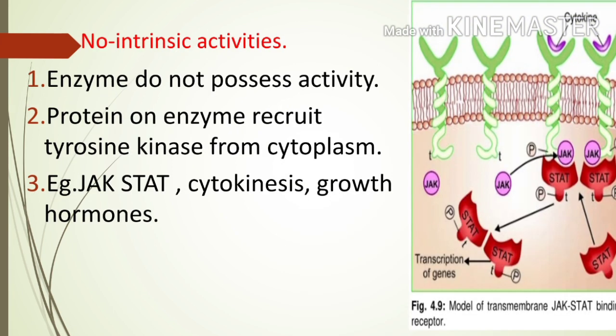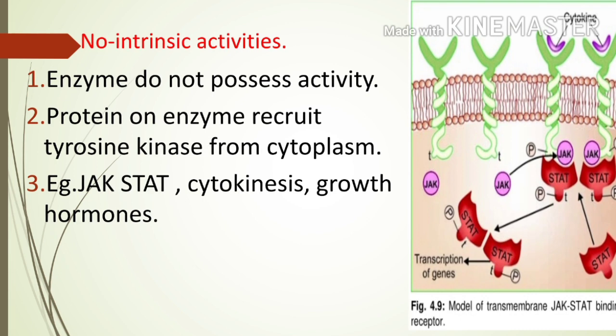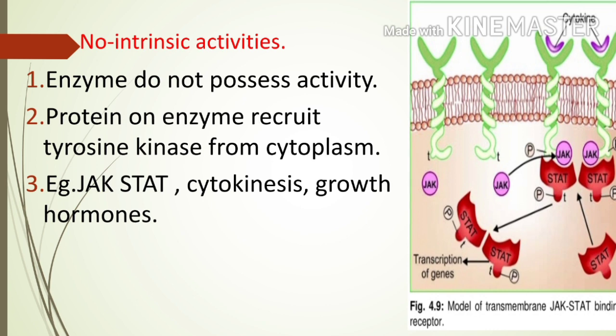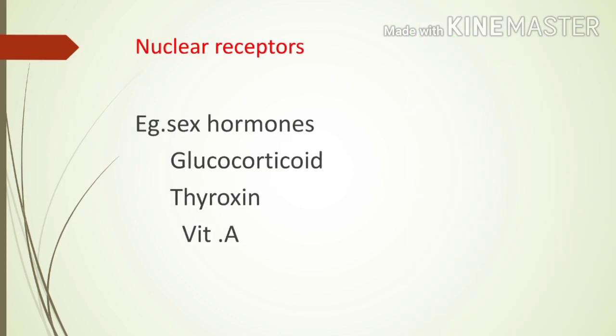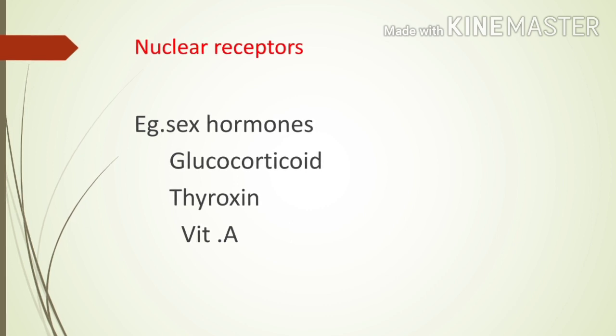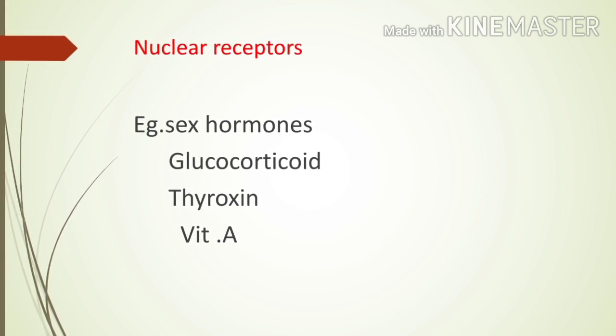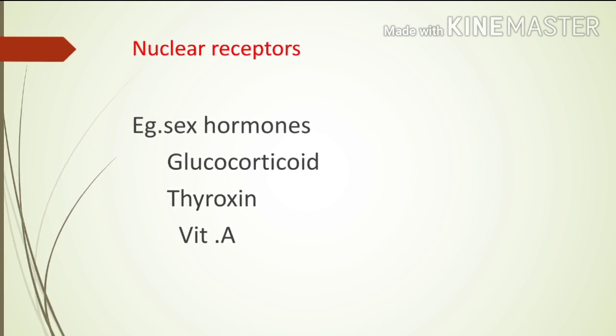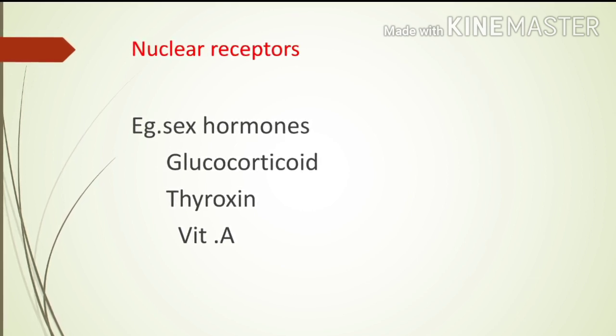And the second one, enzymatic receptors with no intrinsic activity. When agonists bind to the receptors, there is an increase in the affinity for a cytosolic kinase, that is Janus kinase, called JAK. Due to phosphorylation, JAK is activated and recruits STAT, signal transducer and activator of transcription, causing transcription and tissue response. Another type of receptor is the nuclear receptor, present intracellularly, and these are the slowest receptors. Examples of these receptors are sex hormones, vitamin A, thyroxine, and glucocorticoids.